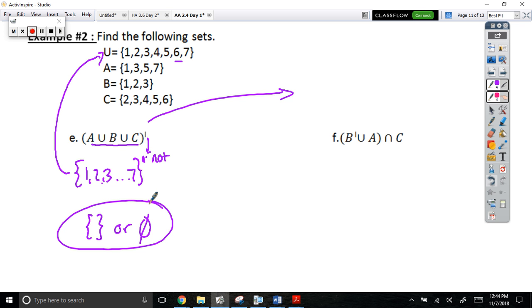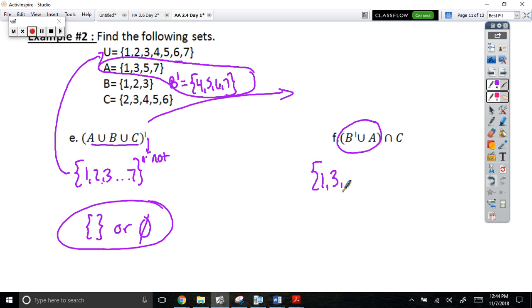And then our last one, F, we have not in B, which, let me list that up here. Not in B would be 4 through 7. Union with A. So we're taking A and not in B, and we're unioning them, putting them together. So 1, 3, 4, 5, 6, and 7. And then we'll intersect that with C. You can either just glance up at C, or you can write it down. See if you guys can find the common elements there. 3, 4, 5, and 6.